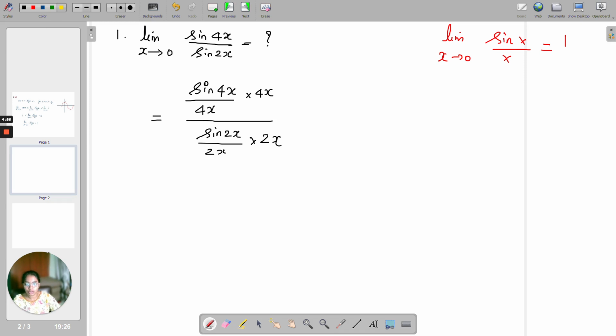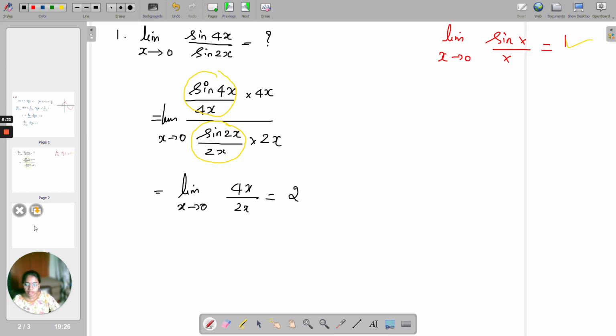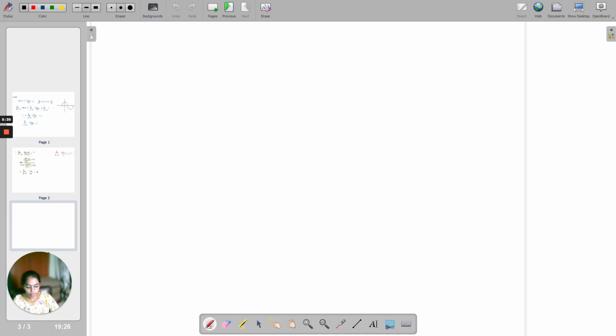So now this part becomes 1 from this formula, and even this part becomes 1 from the same formula. So I have limit x tending to 0 of what remains: 4x divided by 2x. What would I get? I would get 2.